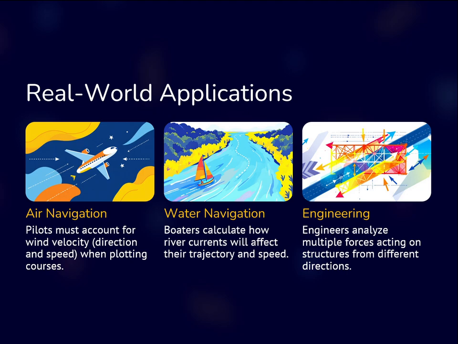Or imagine a kayaker paddling across a river. If the river is flowing downstream and they're trying to paddle straight across, their path will curve. Again, they need vectors to chart the correct angle. Even in construction and engineering, when designing buildings or bridges, forces act at angles. Engineers must calculate how these forces combine, often in multiple directions. That means breaking vectors into components and analyzing them with precision.